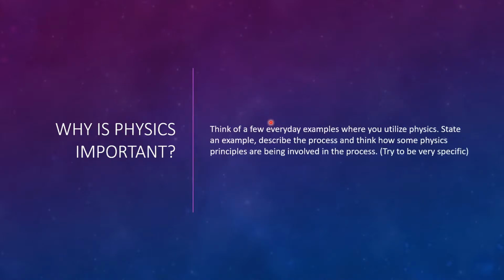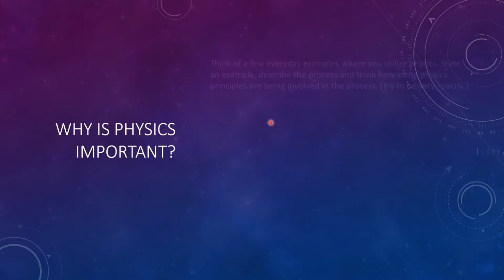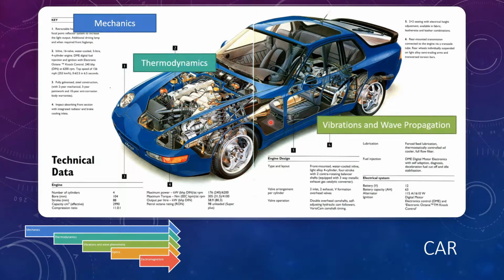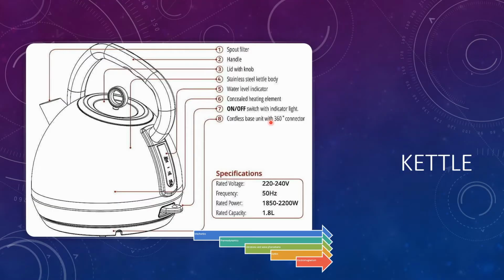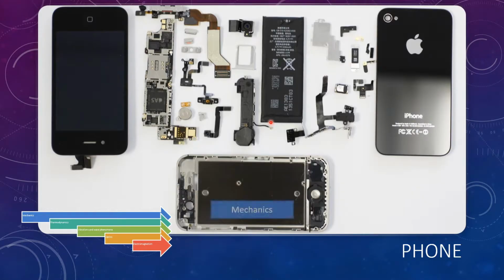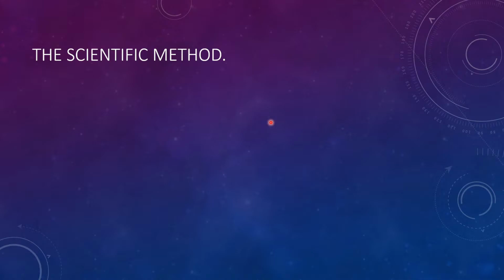So we went through why is physics important. We discussed a few examples, which include a car, kettle, phone, and all those things. And we talked about how each of these processes that happen within the car, they are related to physics and they fit the different branches of physics. We also went through the example of kettle. Again, we fitted all those branches to it, cell phone, all of those things.